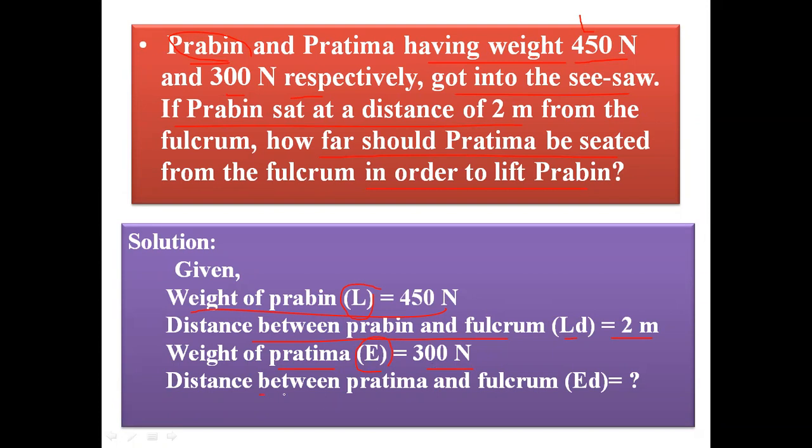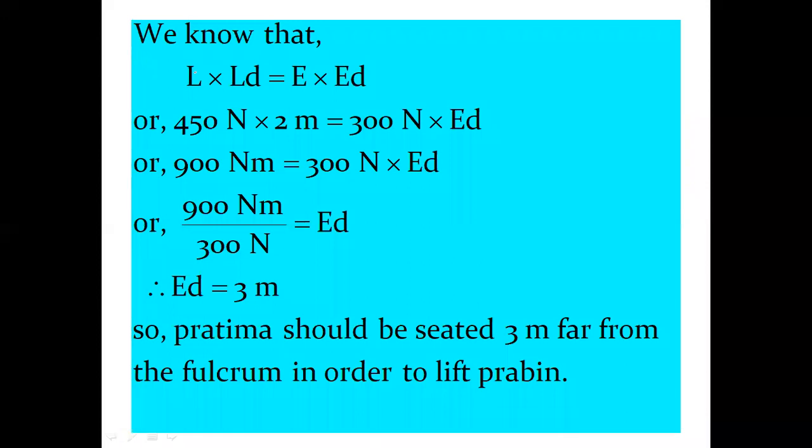Now we have to find out the distance between Fatima and fulcrum. Fatima is effort, that's why the distance between Fatima and the fulcrum will be effort distance. We have to find out that effort distance. We have to use the same formula here. We know that work output is equal to work input if there is no frictional force acting on it. So we can write here L into LD equal to E into ED. Then put the values. Load is equal to 450 Newton. Load distance is equal to 2 meters.